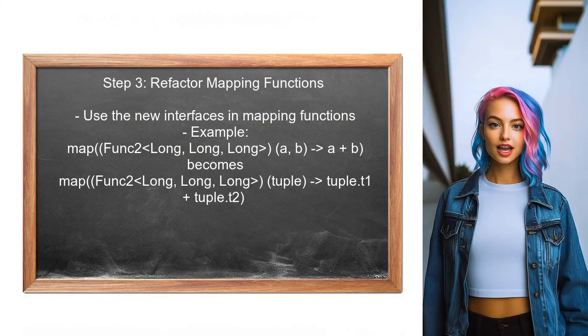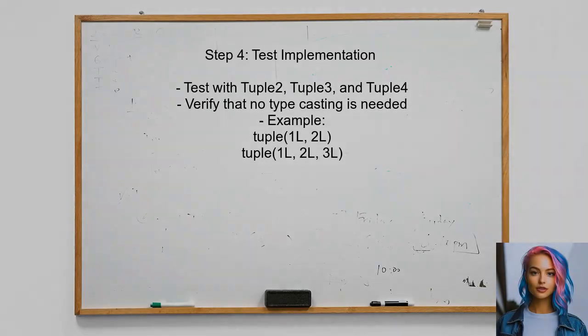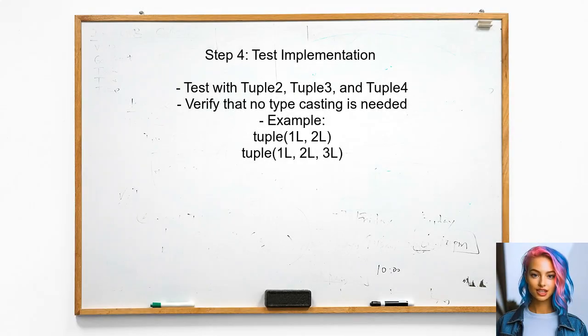Now, the user can refactor the mapping functions to utilize the new interfaces. This will help eliminate the need for typecasting by allowing the functions to accept tuples directly. Finally, the user should test the implementation with various tuple sizes to ensure that the solution works seamlessly across all tuple types. This will confirm that typecasting is no longer necessary.